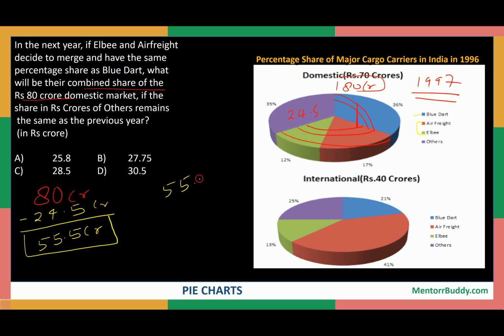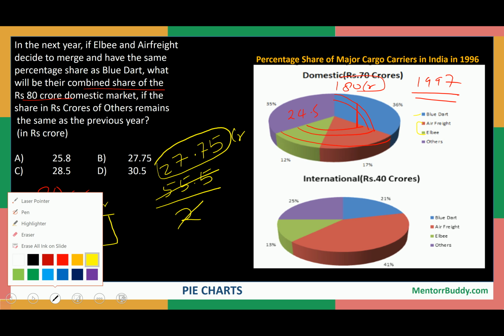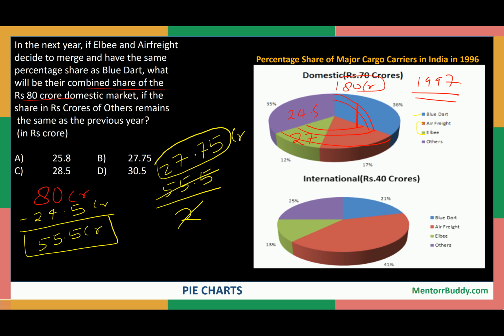So 55.5 divided by 2, how much will it become? It will become 27.75, right? This will be the amount, 27.75 crore. So what does this mean? It means that 27.75 crore is the combined revenue of Air Freight plus LB, and Blue Dart's alone is 27.75 crore, as it is given in the question that the percentage share of Blue Dart is the same as Air Freight and LB together in the next year. So what do we need to answer? We need to answer what will be the combined revenue of LB and Air Freight. That is coming out to be 27.75. Option B is correct.